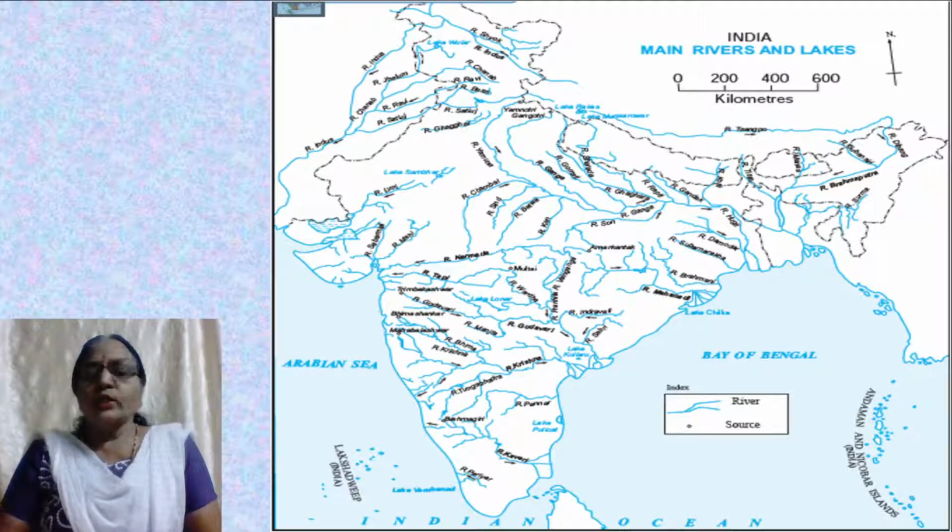Now, North Indian rivers are perennial rivers because they get plenty of water, not only from the melting of snow or glaciers, but also from the monsoons. On the other hand, we find peninsular rivers are usually seasonal and they get water only during the monsoons.